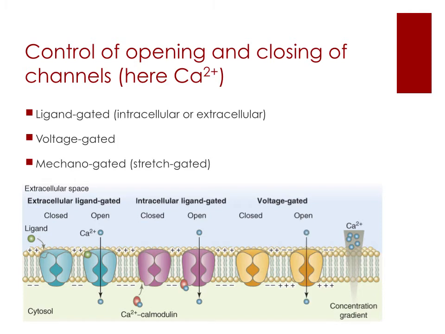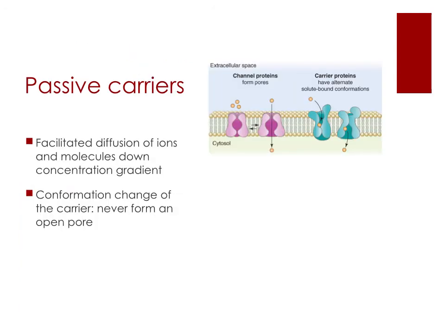Again, keep in mind that the movement of ions will always occur in the direction of the concentration gradient, so down the concentration gradient and never up the concentration gradient. So the movement of ions can occur in both directions. It will only depend on the direction of the concentration gradient. So now let's have a look at the passive carriers.